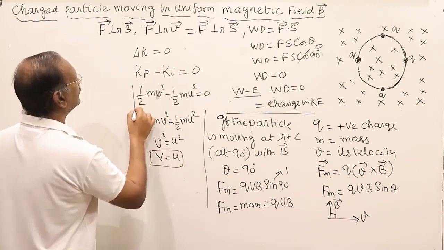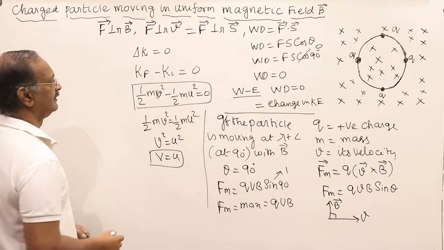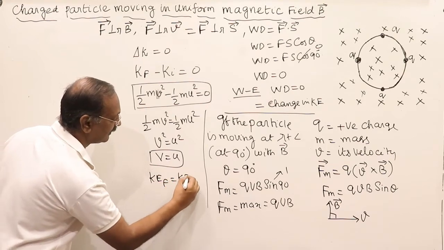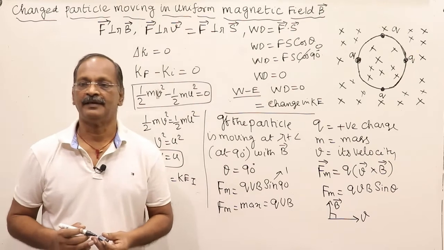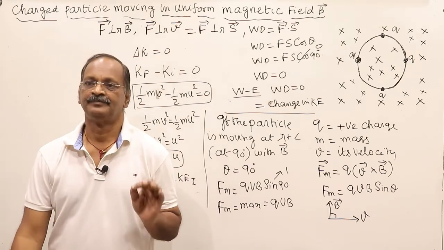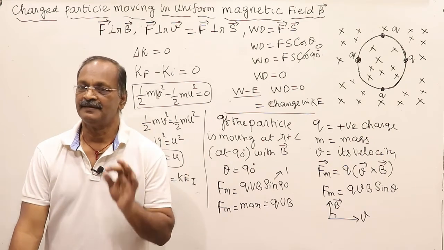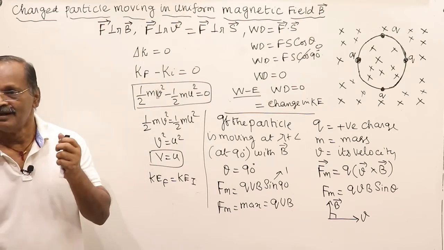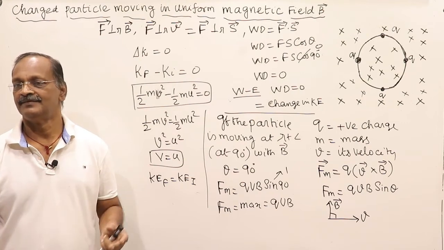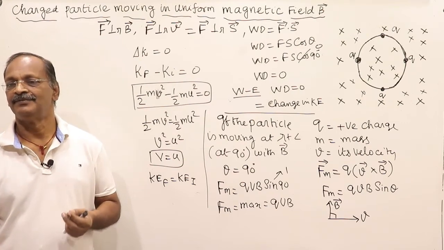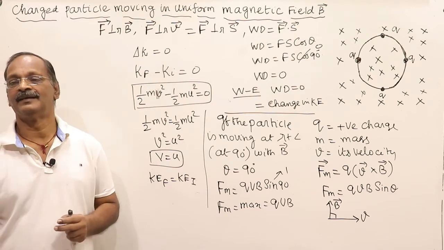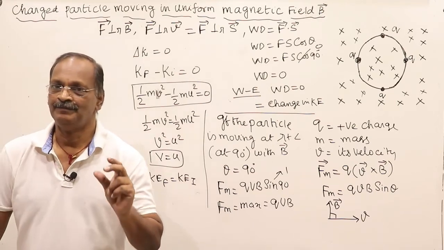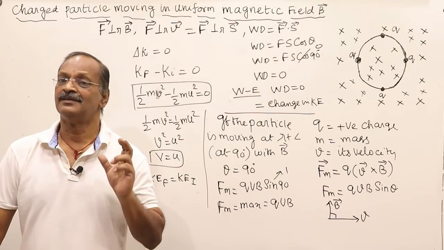This is one fact. Another fact: kinetic energy final is equal to kinetic energy initial. Therefore, if a particle moves at right angles, by the work energy theorem, the speed and kinetic energy do not change. The speed and kinetic energy of the particle do not change when the particle is moving in the magnetic field at right angles, but the direction of the particle will change. Therefore, for a positive charge, the force continuously deflects the particle.